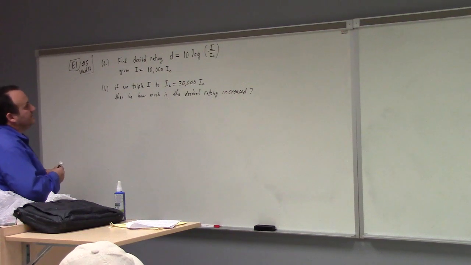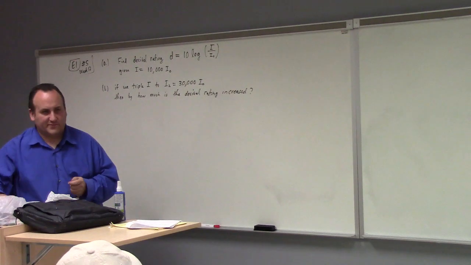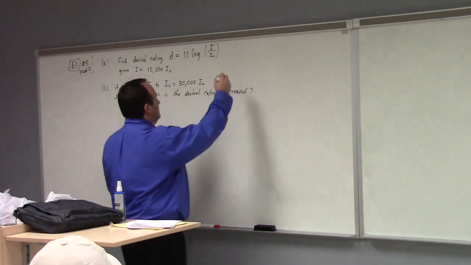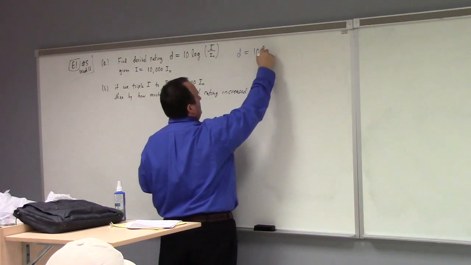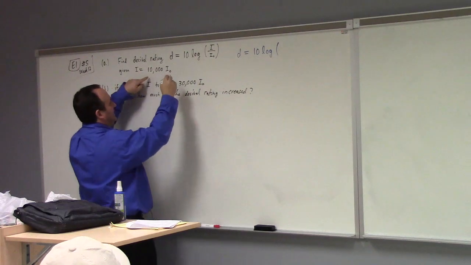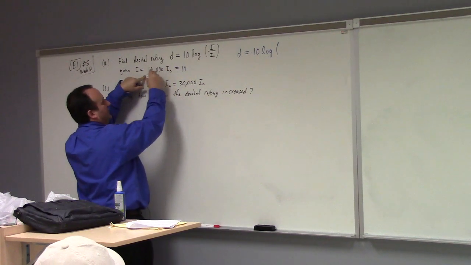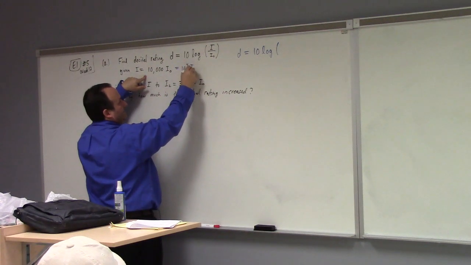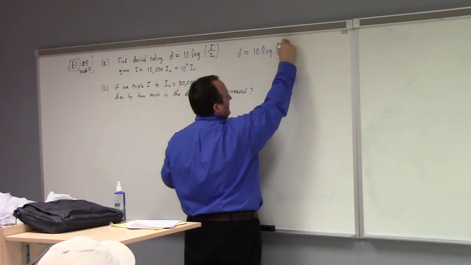So how do we do part A? The math here is not hard at all. All you have to do is plug in what you're given. So we do 10 log of, what was it? Let me simplify this. What is 10,000 I naught? It's 10 to the, let's see, 1, 2, 3, 4. 10 to the fourth I naught, yeah? So I'm calculating 10 to the fourth times I naught.